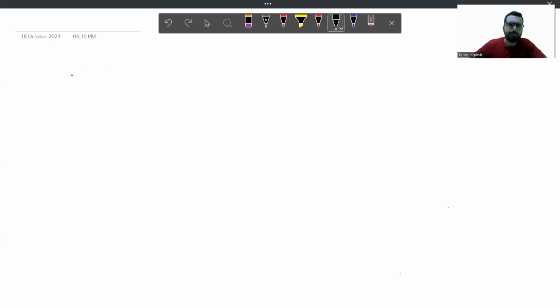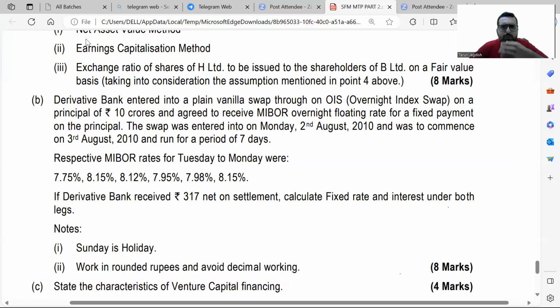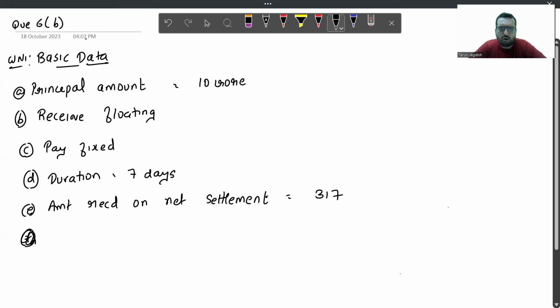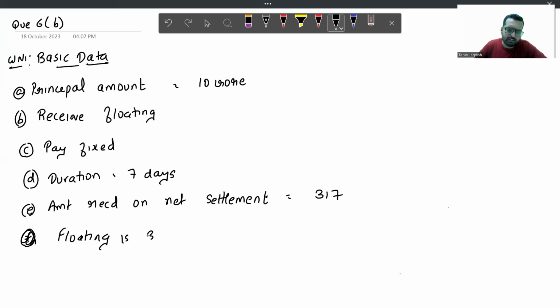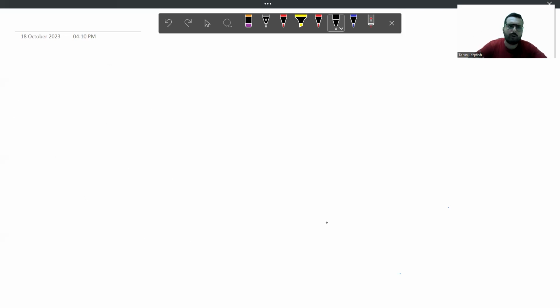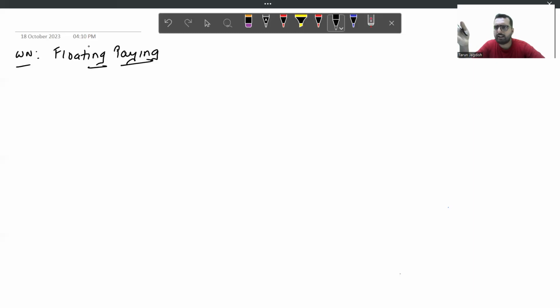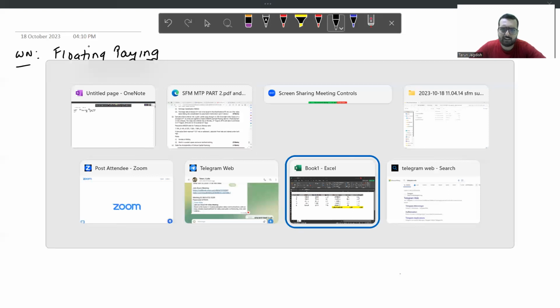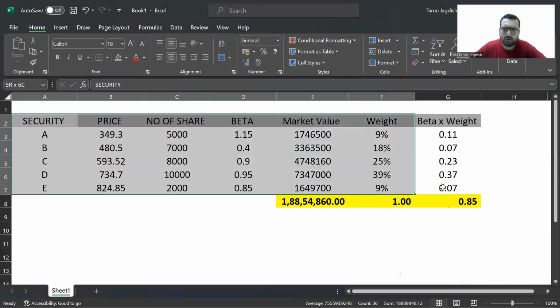All right, friends. Let's do it now. So here, receiving 317 on net settlement would mean, okay, floating is 317 more than what? Floating is 317 more than fixed. All right, that is the logic. So first what we have to do, we will go and find out the floating payment. I'll write down the next working note heading, floating payment. So once I get the floating, whatever answer I get, minus 317 will give me the fixed, correct? So I'll do that in Excel, friends. That will be easier for me. So I think I'll do it here itself.